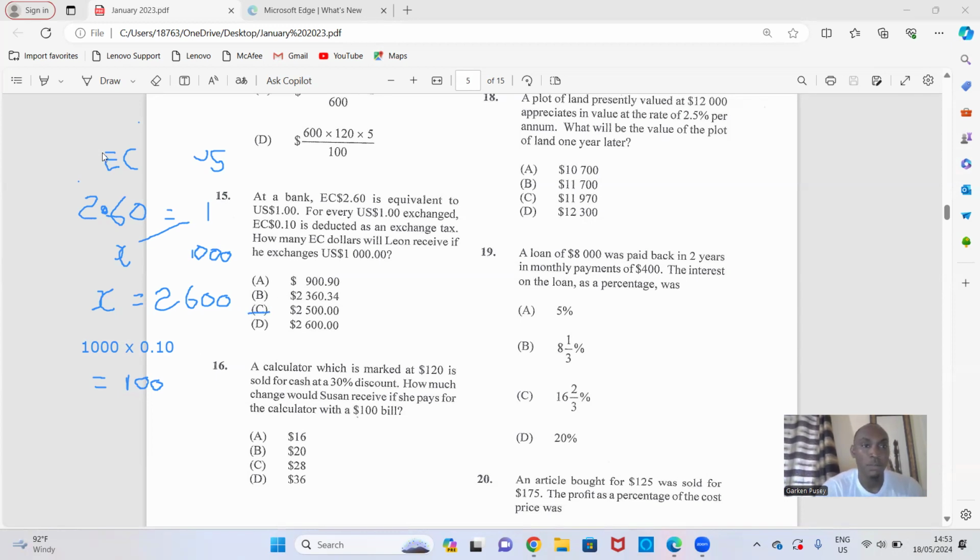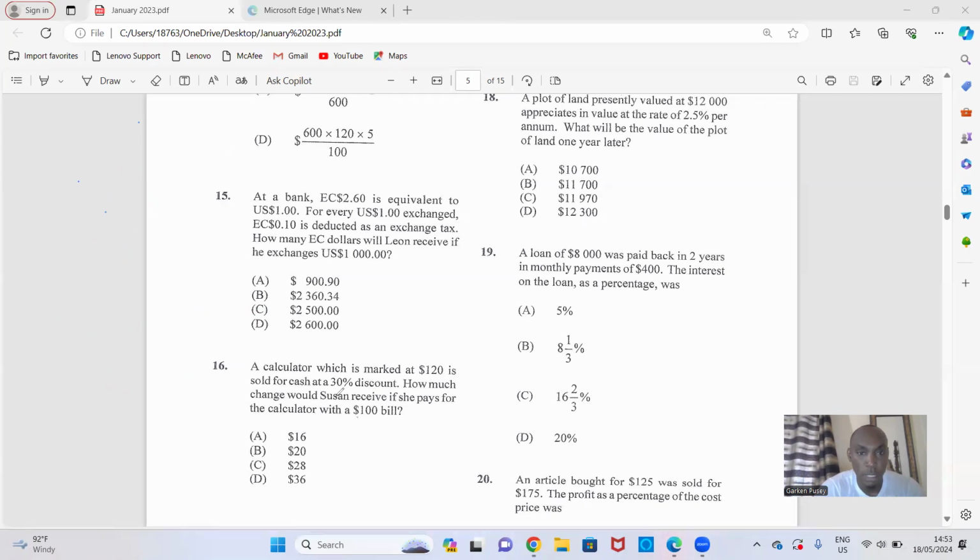Moving along. So let me just erase these and get to our next question, question number 16. Let's see what it says. A calculator which is marked at $120 is sold for cash at 30% discount. How much change would Susan receive if she pays for the calculator with a $100 bill?